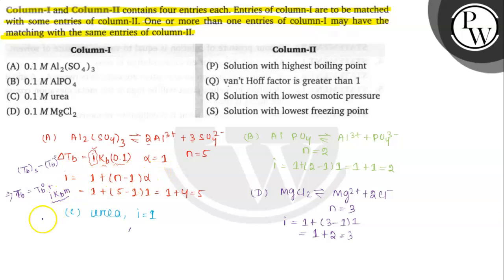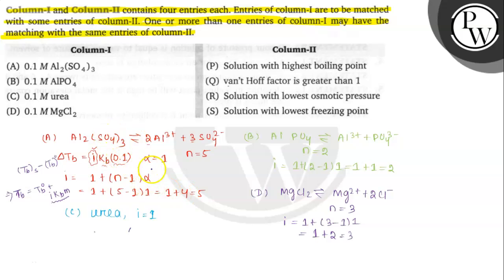So if the value of i is more, then the boiling point of the solution will be more. So the more the value of i, the more is the boiling point. So P is the solution with the highest boiling point. In these cases, Al2(SO4)3 has the highest i value, that is, the van't Hoff factor is 5 in the case of Al2(SO4)3.